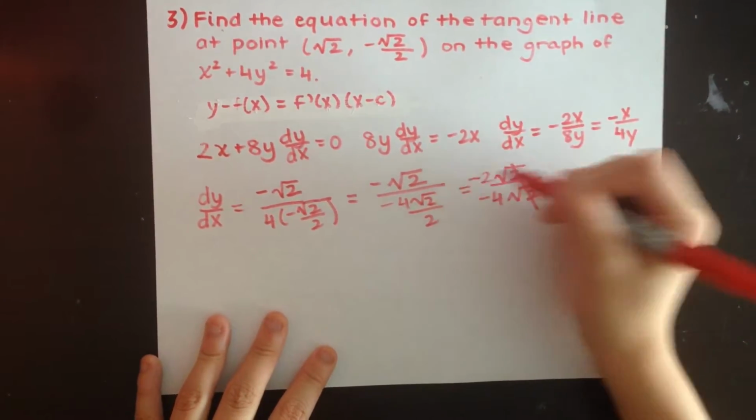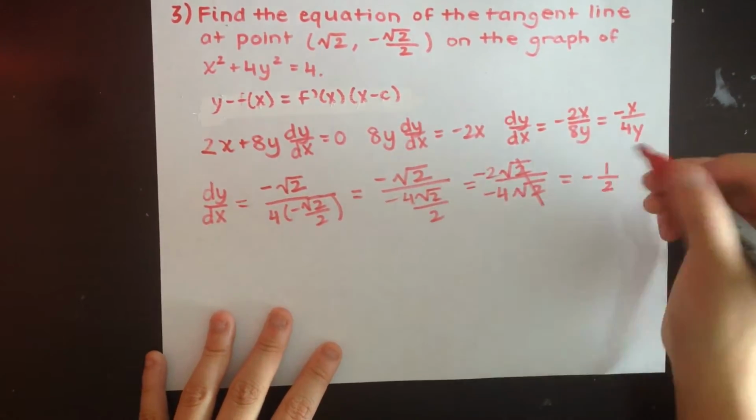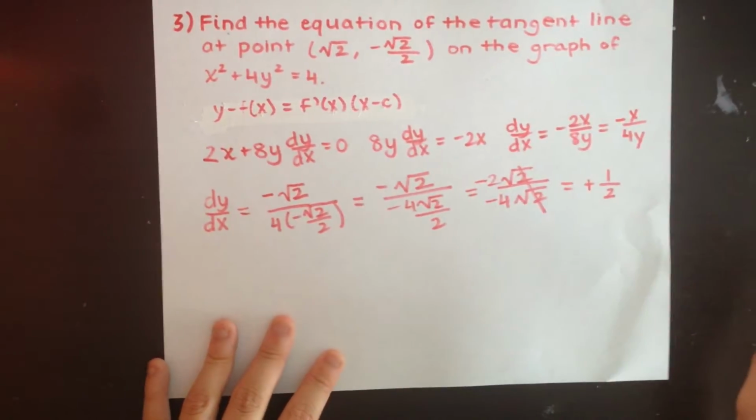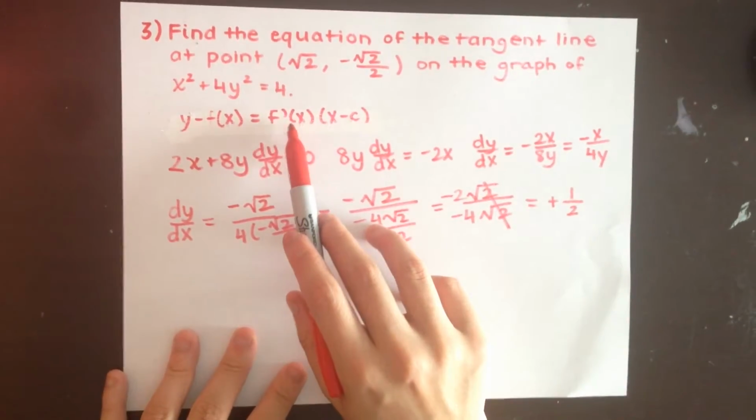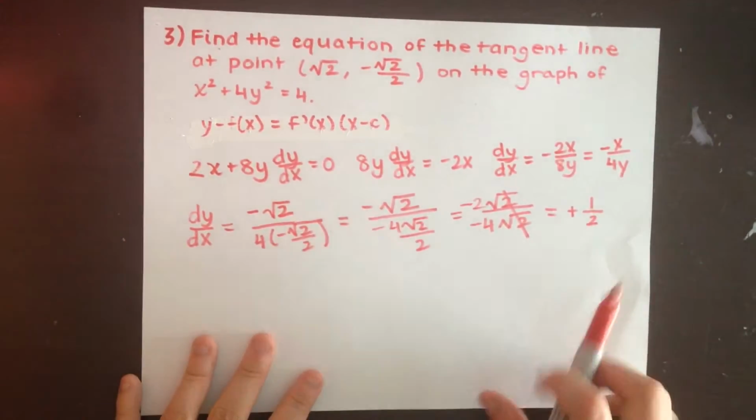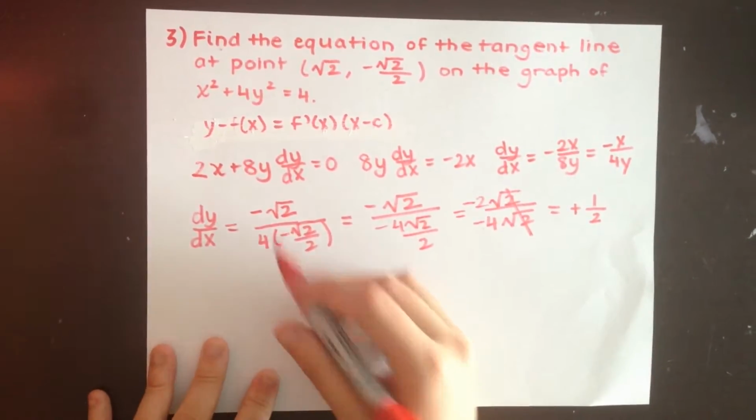Oh, sorry, wait. This one's negative, and this one's negative, which gives you a positive, so positive 1/2 is your slope at this point, which is the derivative of f of x. So then you just plug in what you're given into the equation.